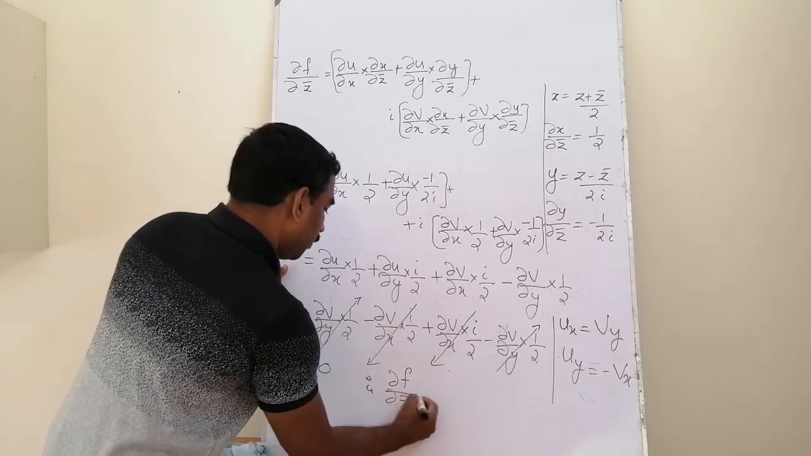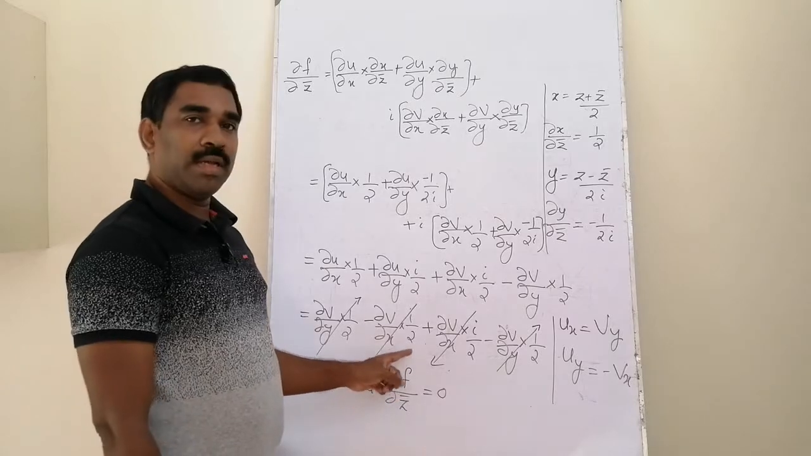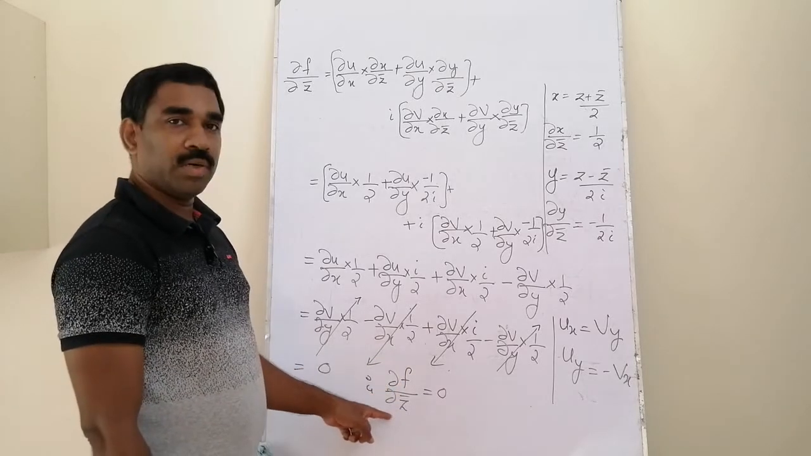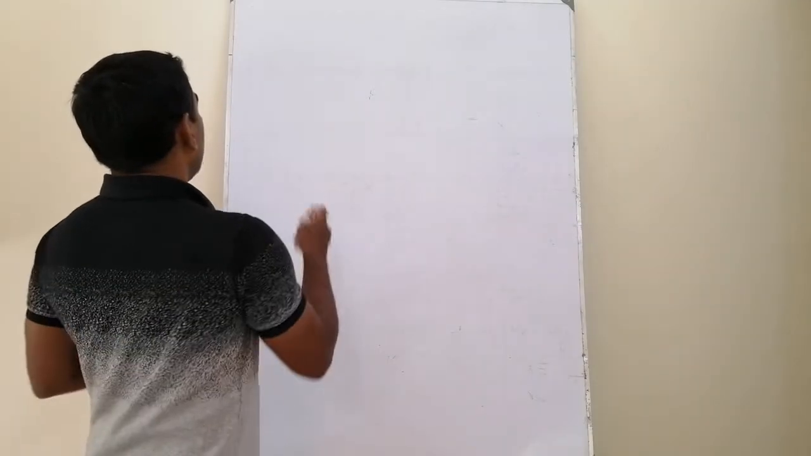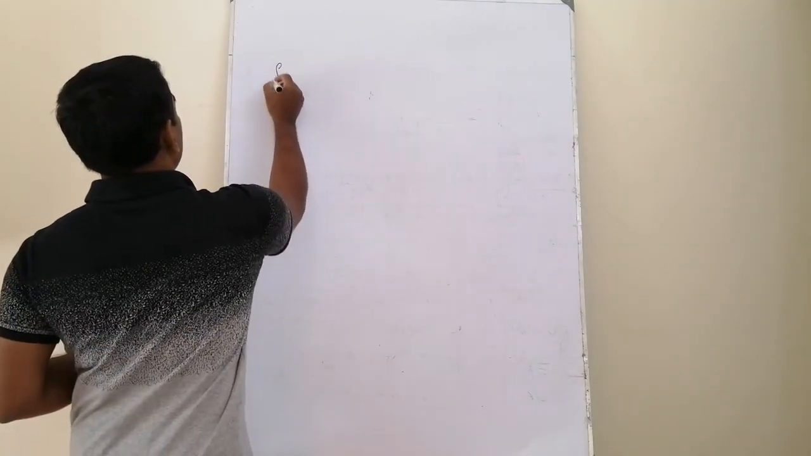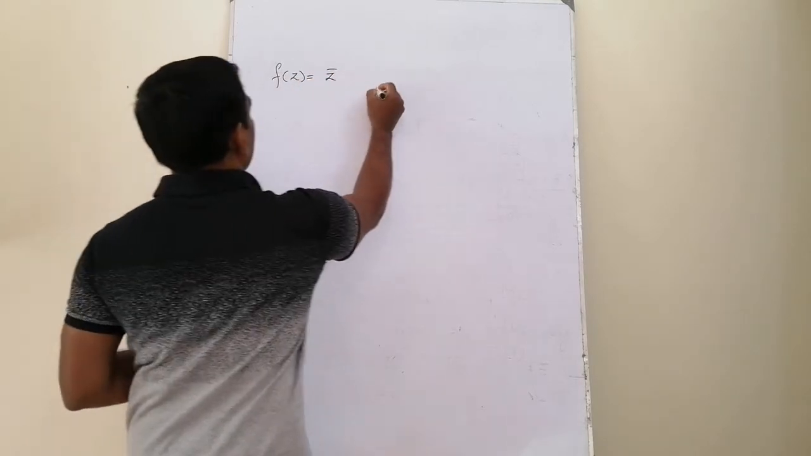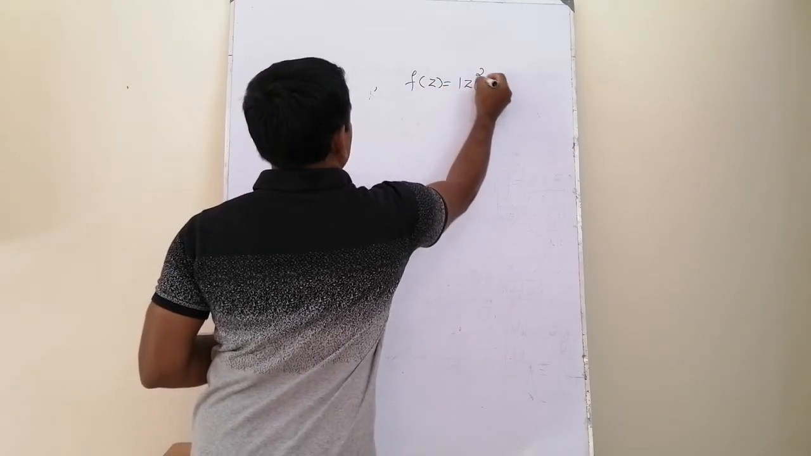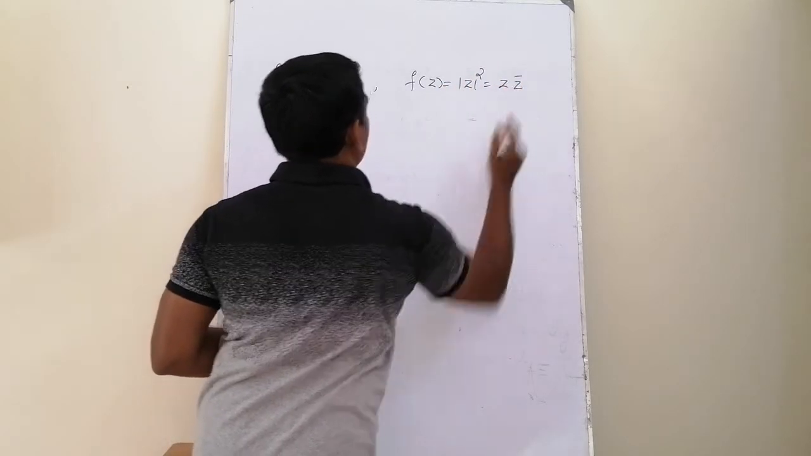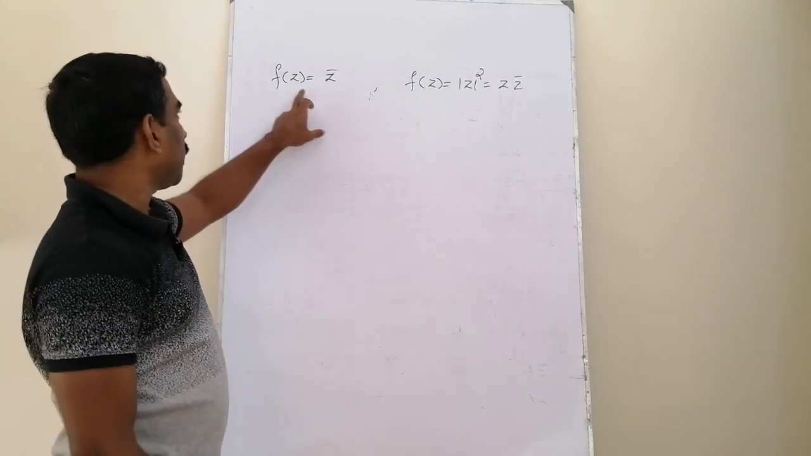∂f/∂z̄ equal to 0, or we can say that if f is an analytic function, it cannot be a function of z̄, or it doesn't contain z̄. Or we can check the result, analytic function is independent of z̄, with the previous examples. f is equal to z̄ and f is equal to mod z square. Mod z square can be written as z into z̄, and we have already proved that these functions are not analytic in the entire complex plane.